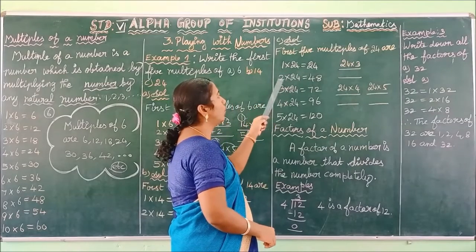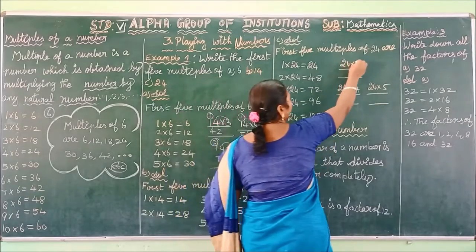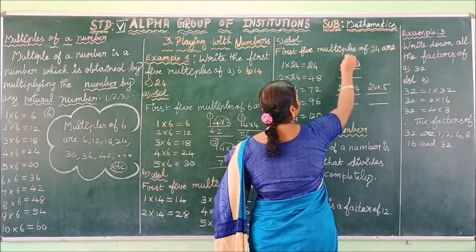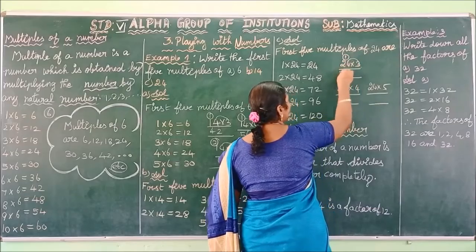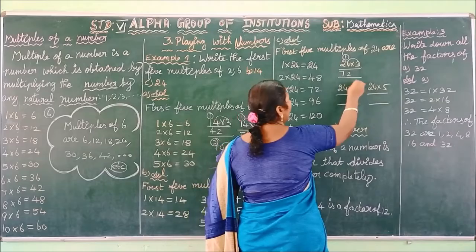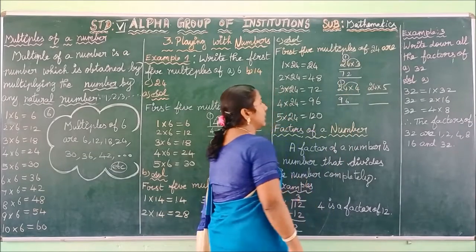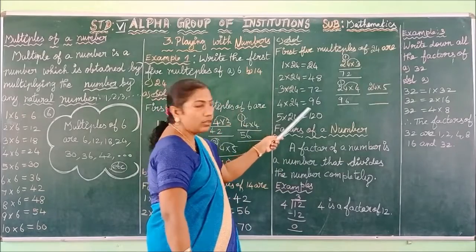2 into 24. 4 2s are 8. 2 2s are 48. Next you have to multiply. 4 3s are 12, remainder 1, 3 2s are 6, 6 plus 1, 7. So 3 into 24 equal to 72. Similarly, 4 4s are 16, remainder 1, 4 2s are 8, 8 plus 1, 9, 96. 4 into 24 equal to 96.